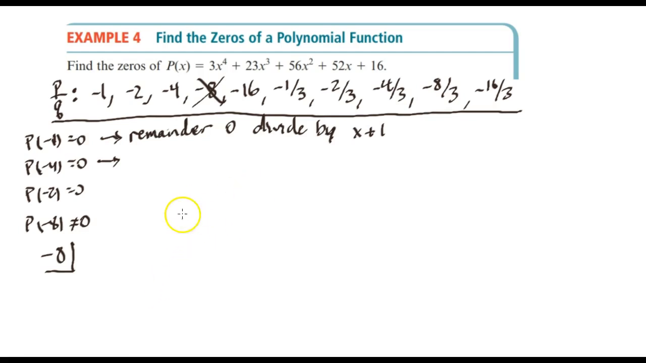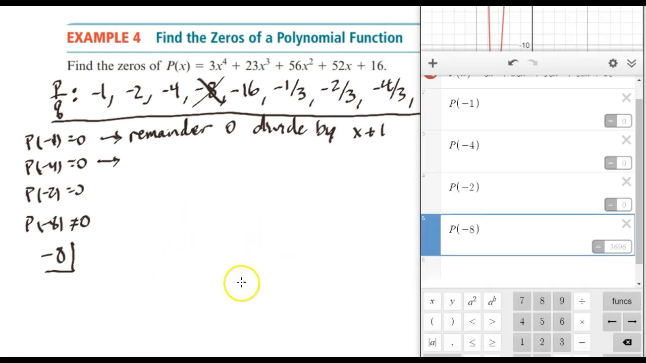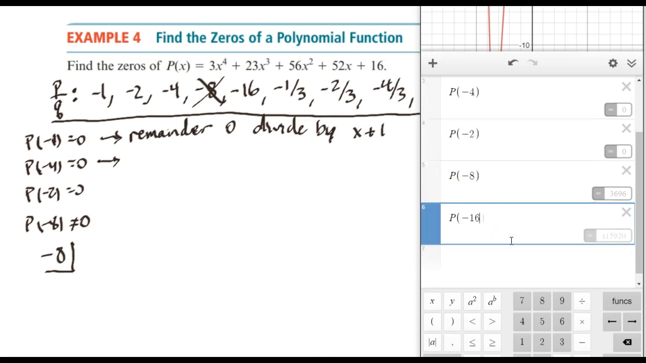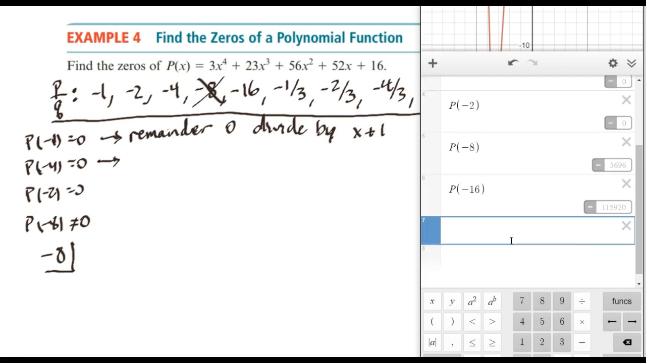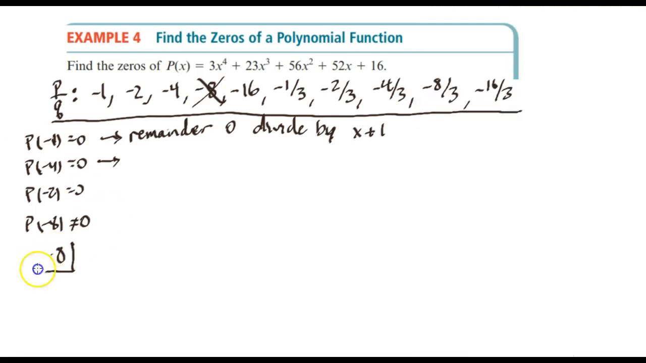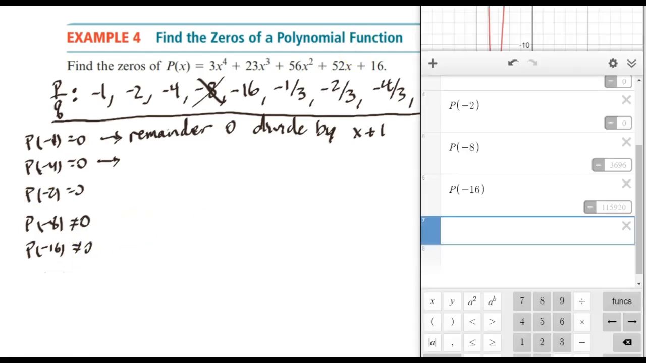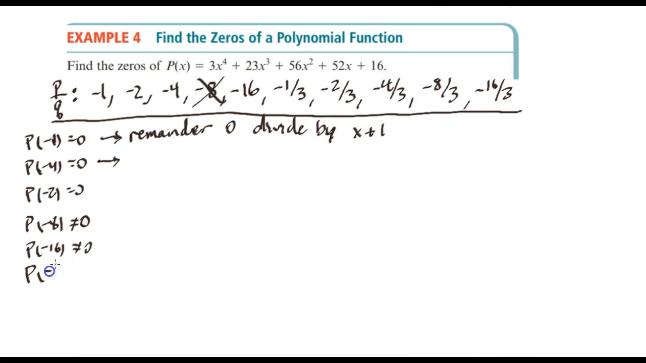Let's look at other values. So -16. P of -16. Okay, so let's delete this really quick. P of -16 is not equal to 0, as we can see. I don't know if you caught that, but that's equal to 115,920. No good.